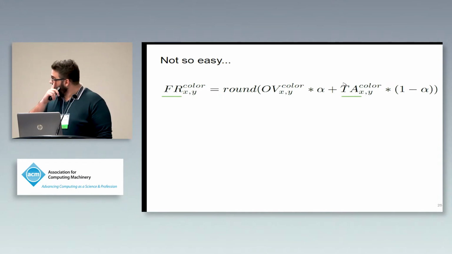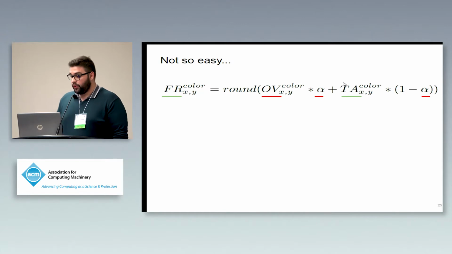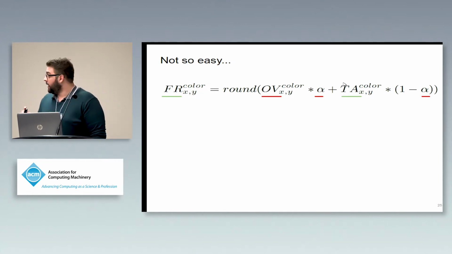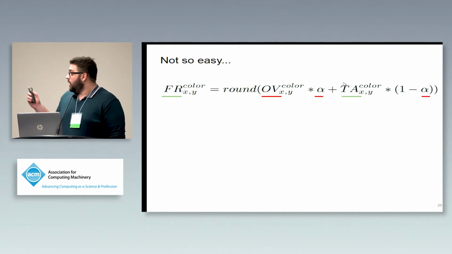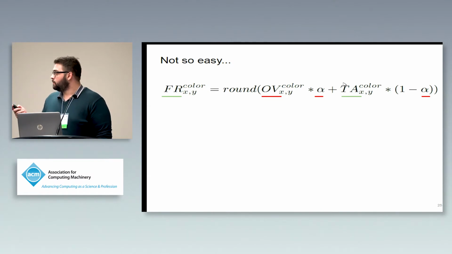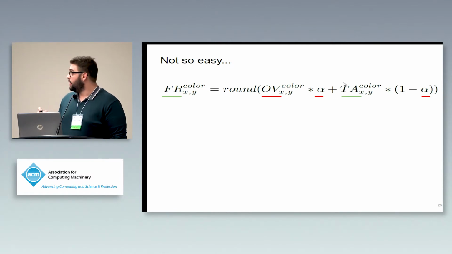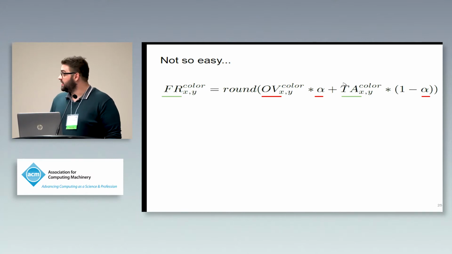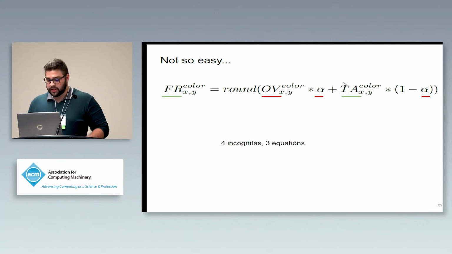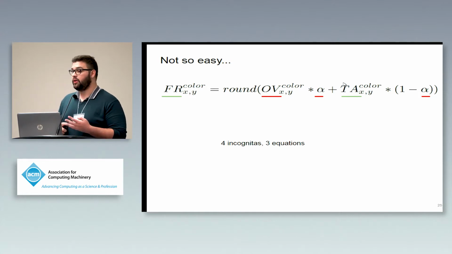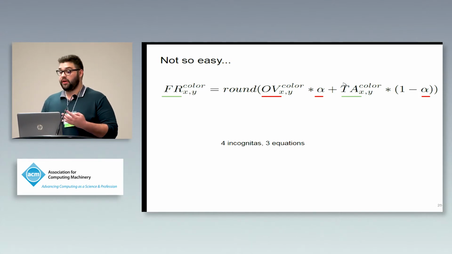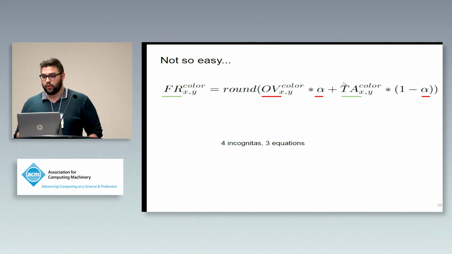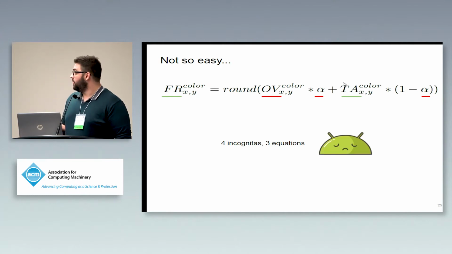Unfortunately, our system takes as input the final render and the target app representation, but we don't know the overlays and the alpha value. We don't know these values because, given how alpha blending works, the final render and the target app are the only two inputs that we have from the system. So we are in a situation where we have four unknowns. The four unknowns are the RGB triplet and the alpha value, but we have only three equations, so we have a problem here.